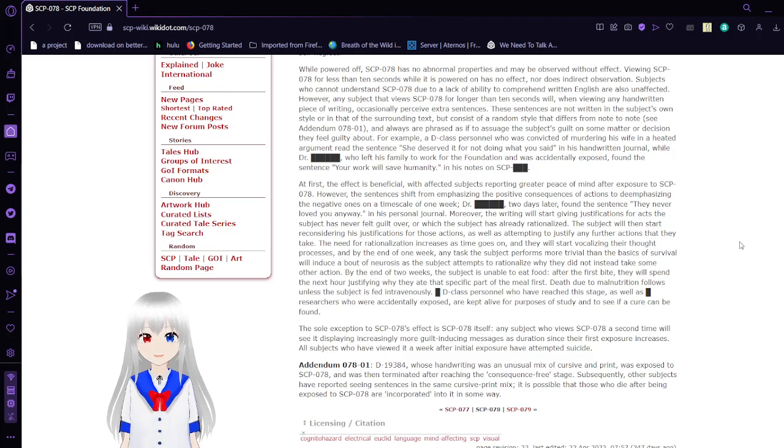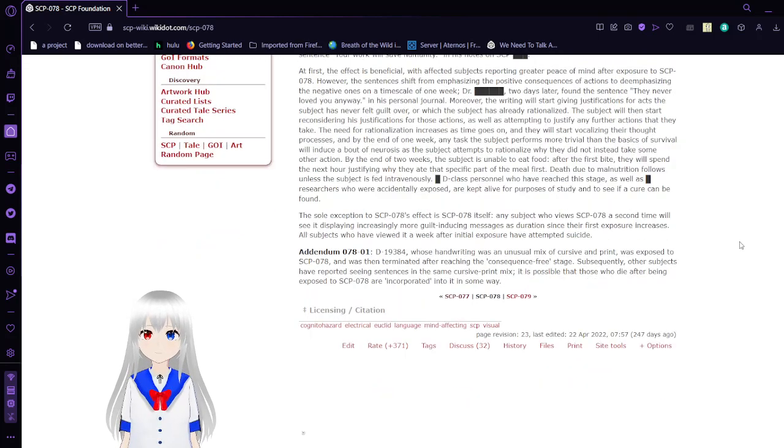D-class personnel who have reached this state, as well as researchers who are accidentally exposed, are kept alive for purposes of study to see if a cure can be found. The sole exception to SCP-78's effect is SCP-78 itself. A subject who views SCP-78 a second time will see it displaying increasingly more guilt-inducing messages as the duration and number of exposures increase. All subjects who have viewed it a week after initial exposure have attempted suicide.